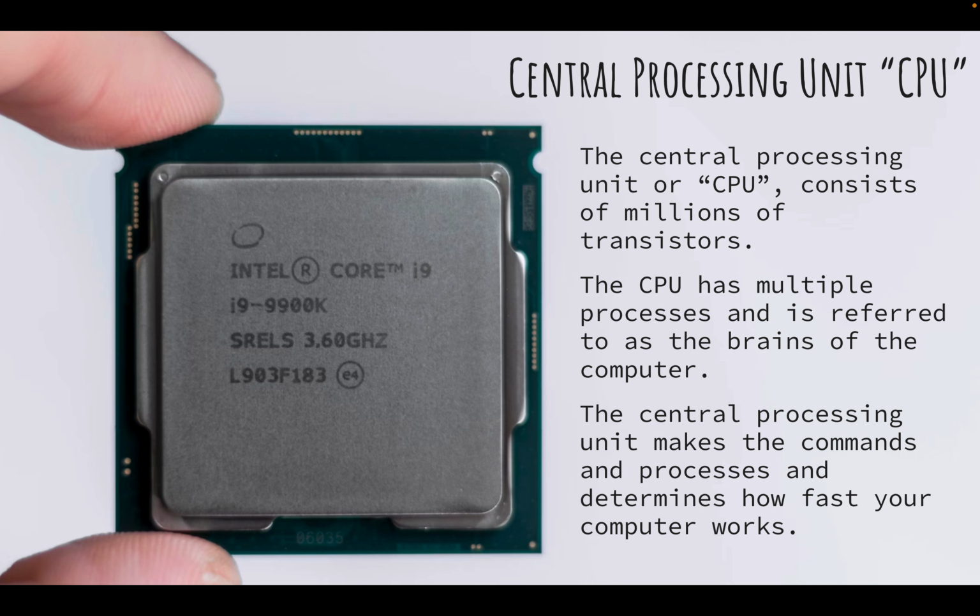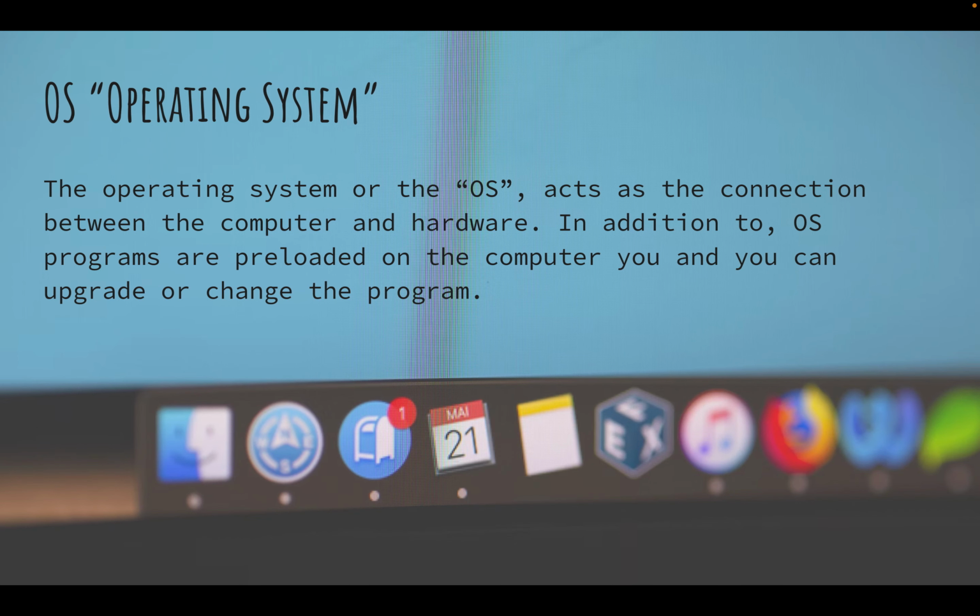Now, let's talk about the OS, operating system, on your computer. The operating system acts as the connection between the computer and the computer's hardware. The operating system comes preloaded onto most computers you buy. Examples of operating systems would be Mac OS, Windows 10, or Linux.